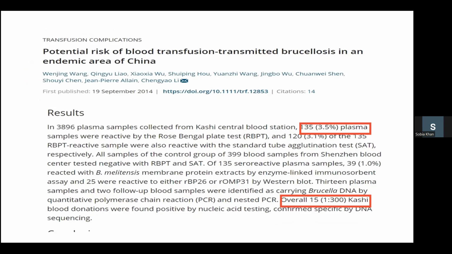Another study conducted in China did serological tests on blood donors. This was a single center study, so we can't generalize it, but it was published, and in 3.5% of the plasma samples, they were seropositive by the Rose Bengal test. Overall, 15 blood donations were found positive by nucleic acid testing. This suggests that Brucella could be transmitted by the blood transfusion route. So that's it from my presentation. Thank you so much. Any questions and comments are welcome.